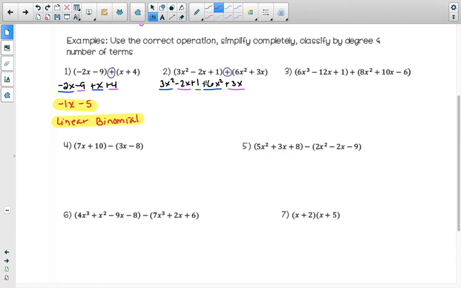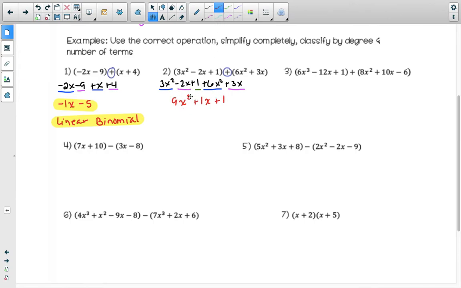3x squared and positive 6x squared go together, and those have the largest exponent, so those are the ones we're doing first. 3 plus 6 gives us 9, and we keep our x squared as is. Then we have the negative 2x and the positive 3x, so that becomes negative 2 plus 3 is a positive 1. So we have a positive 1x. Then we have the constant, which goes with nothing else, so it's positive 1. Now that we have it in standard form, we've simplified it completely.